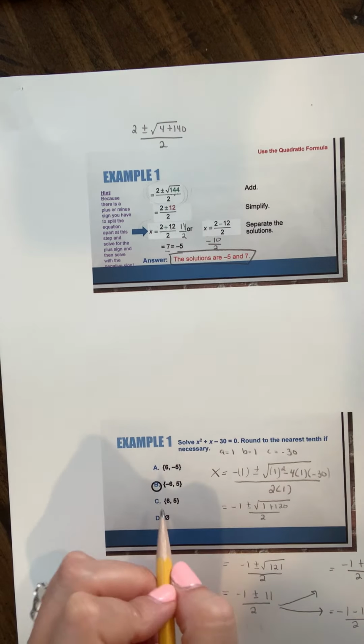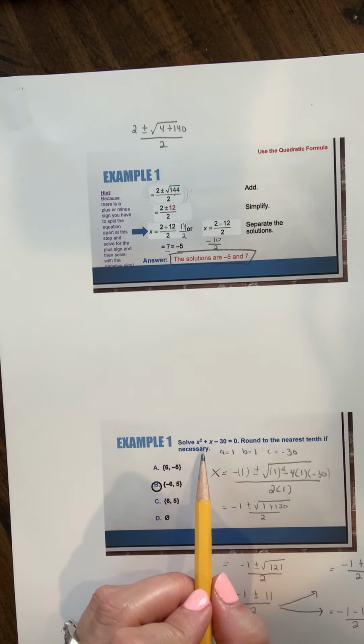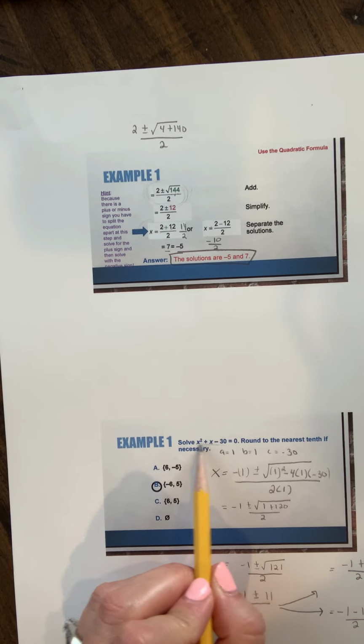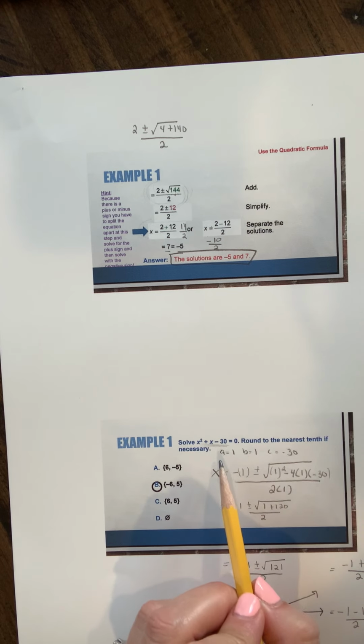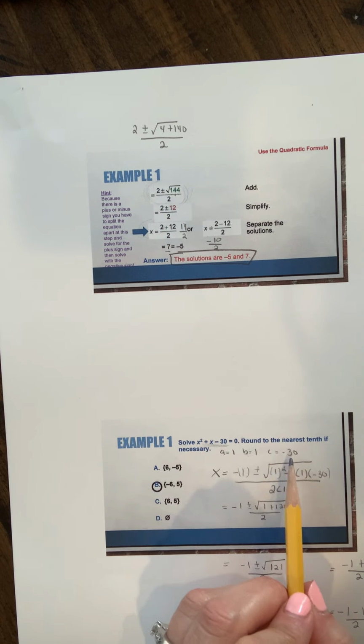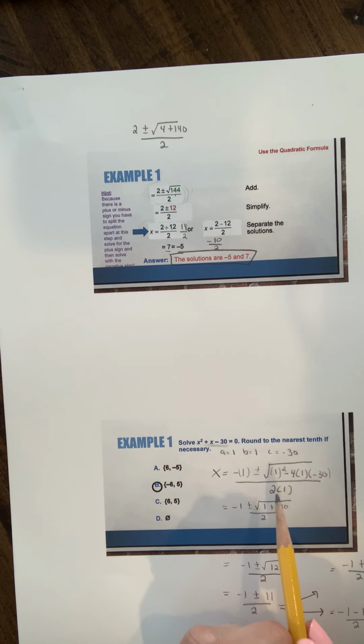Okay, now this next example was a multiple choice, but I showed you my work here. I didn't have to put it in standard form. It already was in standard form. So then I identified A, B, and C. A is 1, B is 1, C is negative 30. And then here I plugged it into my quadratic formula.